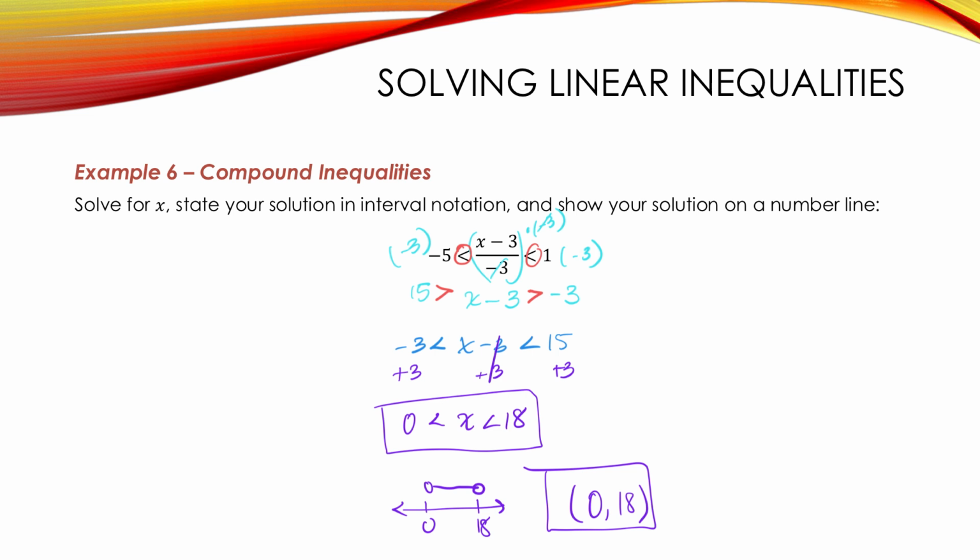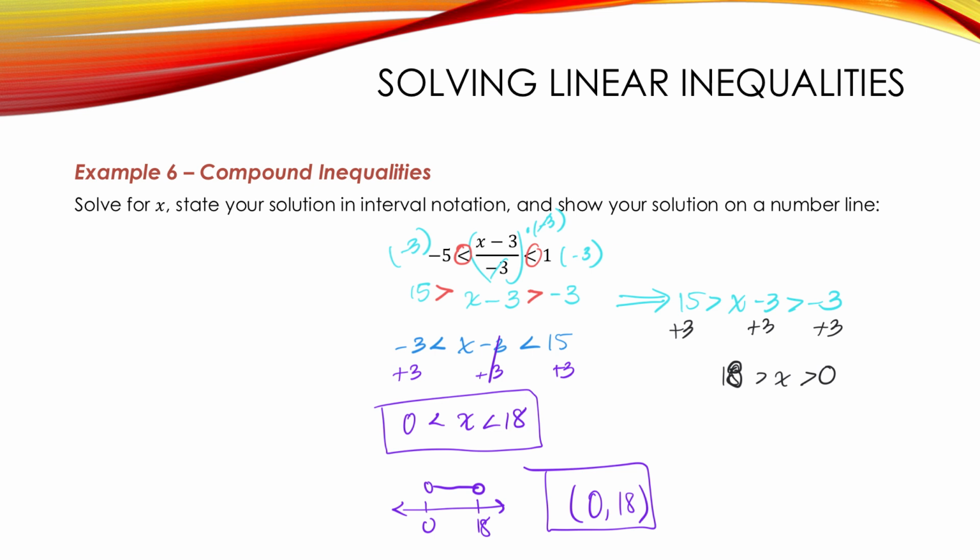Now, let's say we had not switched it around, and we left it as 15 is greater than x minus 3, which is greater than negative 3. Could we still have gotten to the same place? And the answer is yes. Add 3, and we would get 18 is greater than x, which is greater than 0. That's still saying that x is between 0 and 18. You just have to be really careful with your signs.